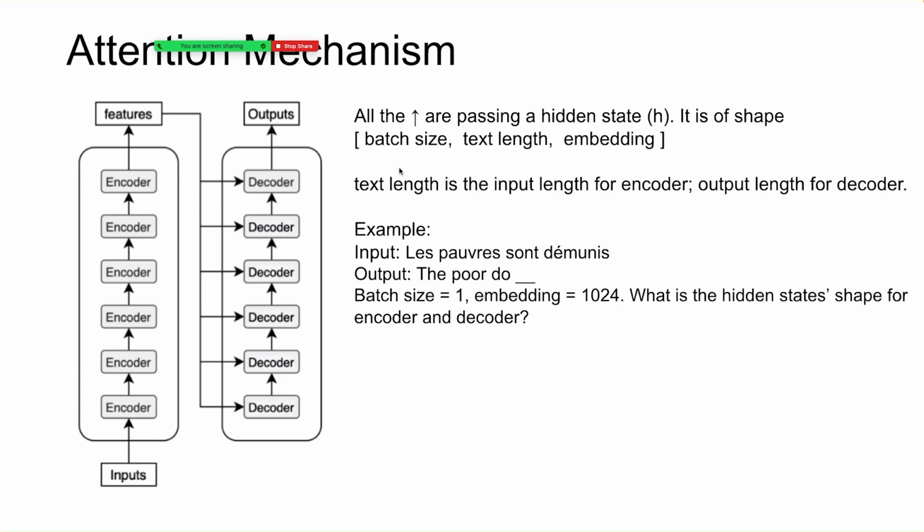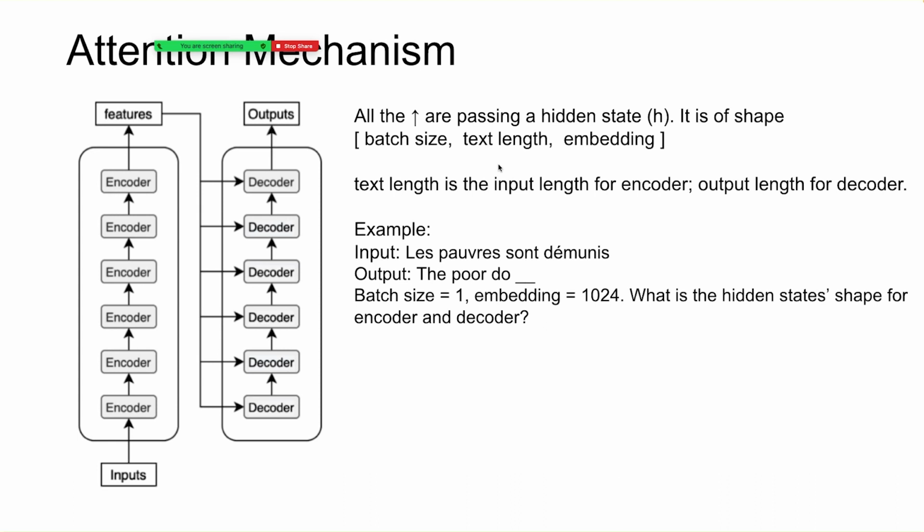Everybody knows what batch size is, right? Let's say I want to generate 10 sentences at the same time, and the batch size is 10. For the encoder, the text length is the length of your inputs, how many tokens there are in the input. And for the decoder, the text length is how many tokens you've already generated.